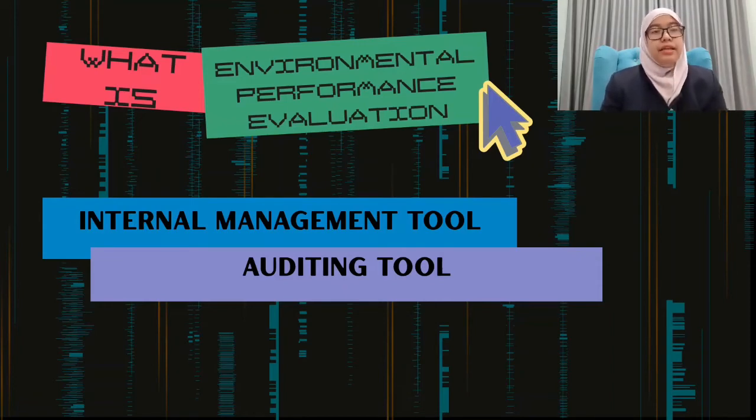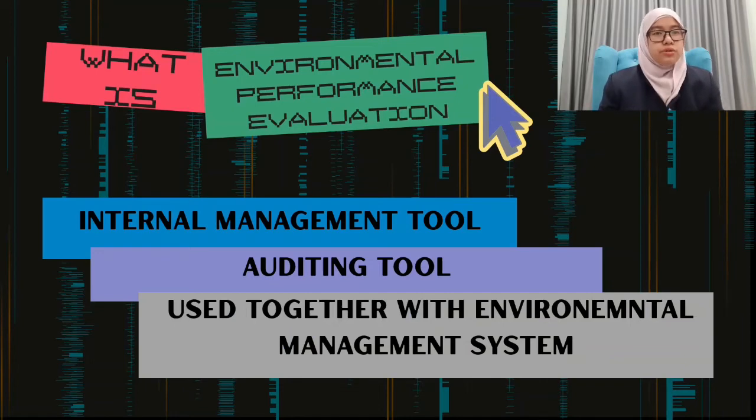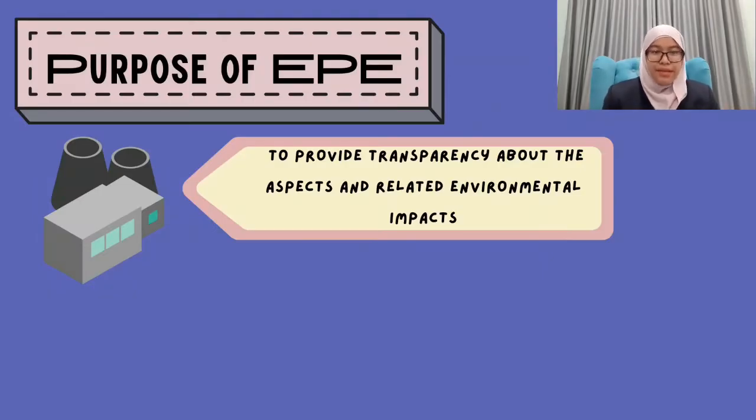And it is an ongoing process that ensures any changes to an organization, activities, product, and services that could change the environmental performance are being taken and accounted for in the organization EMS. What are the purposes of EPE? Well, it is to provide transparency about the aspects and the related environmental impacts.